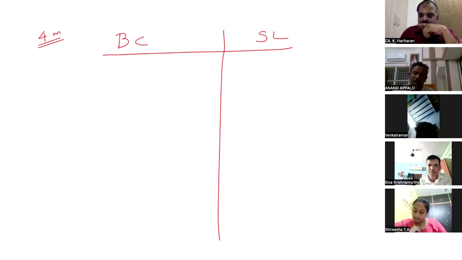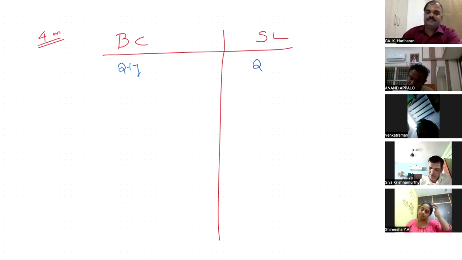The bin card is quantitative in nature. So, nature of record: the bin card is a quantitative record, whereas the stores ledger is a combination of stores quantity and value. A quantity and value-based record. So you know the first difference.